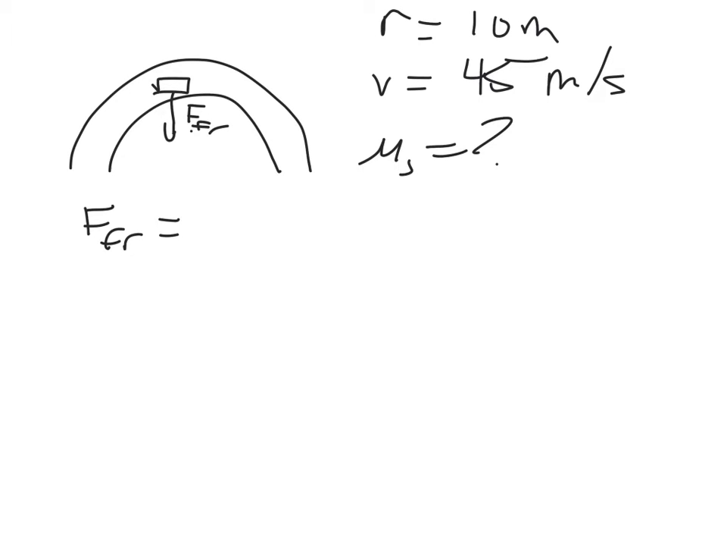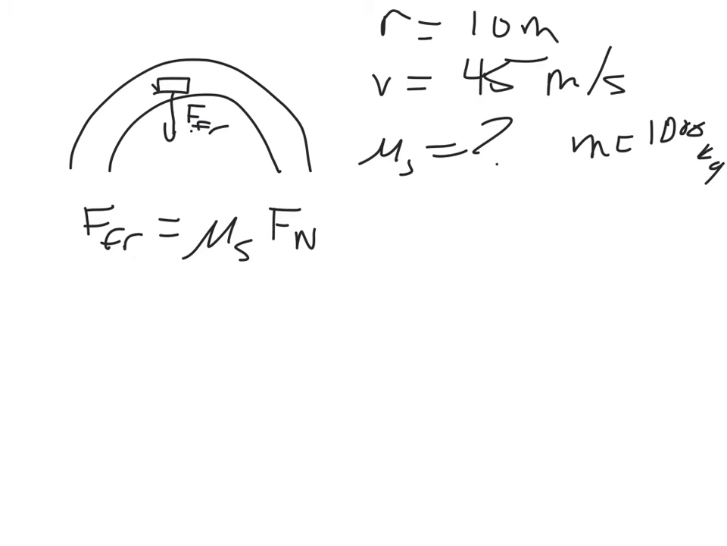The first is that at its maximum, the force of friction is equal to mu sub s times the normal force. So in order to find the normal force, we are going to need the mass of the car, and I'm going to say that it is 1,000 kilograms. That might be a lot. Maybe it's a big truck. I don't know. 1,000 kilograms for our mass.